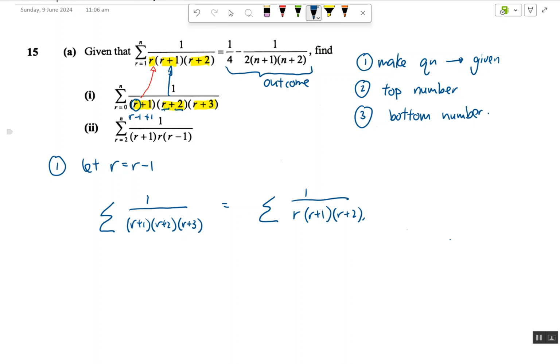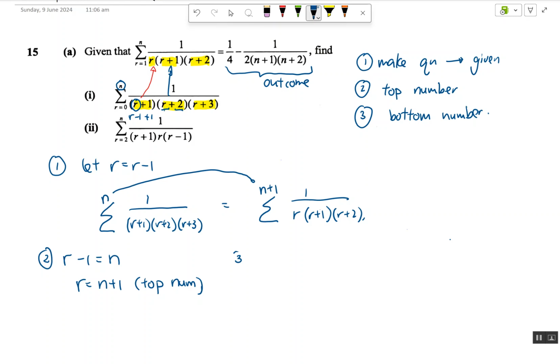Number 2, settle the top number. So I already let r equal to r minus 1. Now I'm going to say that r minus 1 is equal to n, because this is the last term when you are starting with r. So r minus 1 equals n, r equals n plus 1. This is now my top number. So from n, the n will now become n plus 1. Look here, this n will now become n plus 1.